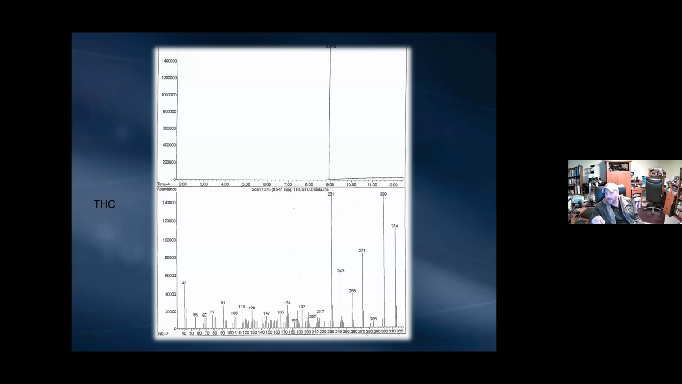So always when I put THC in, whether it's a known specimen or an unknown, I get this pattern with the 314, 299, and 231. It is, if you will, a fingerprint of that molecule.